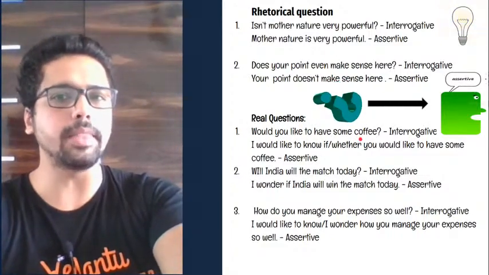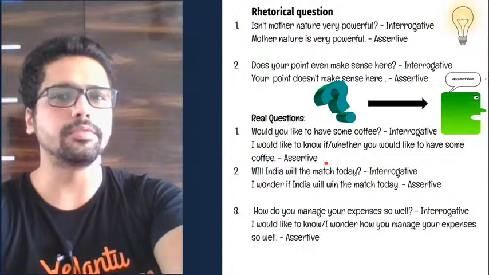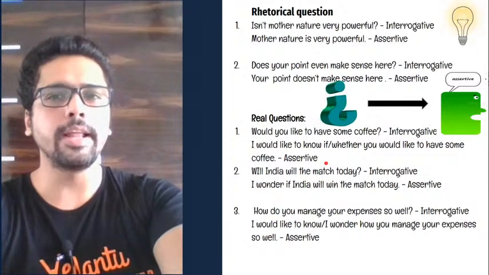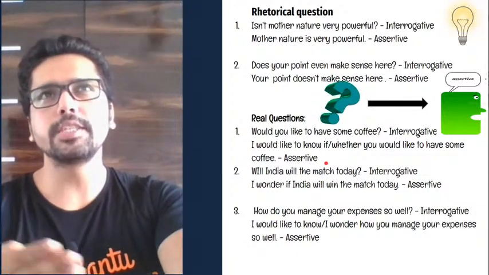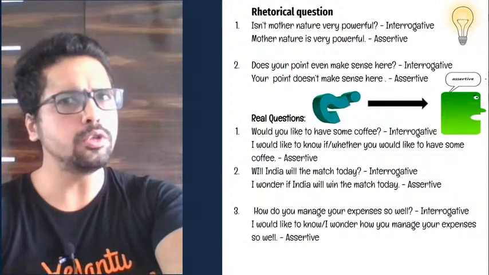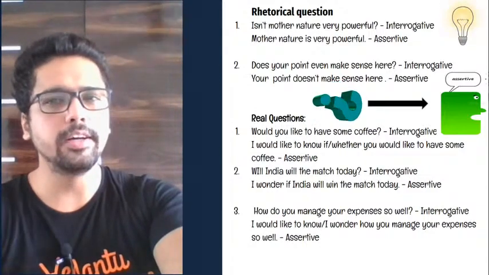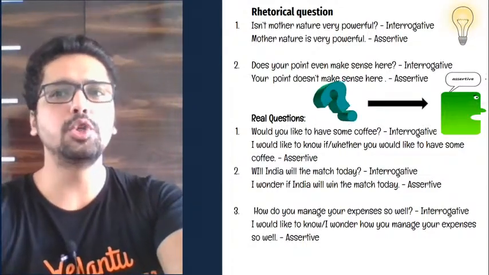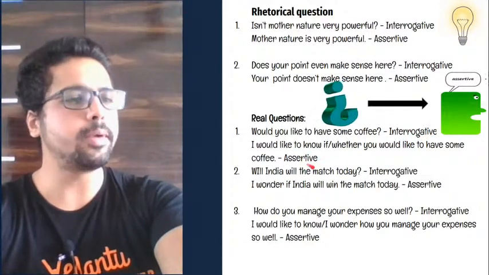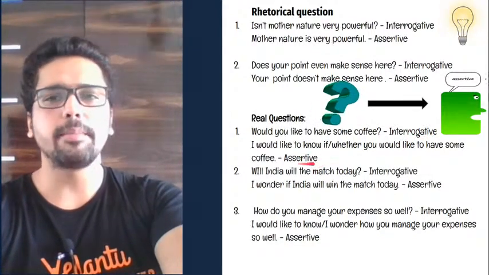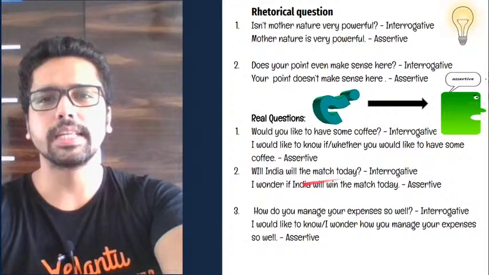We are asking the same thing in the form of assertive, that is, in the form of a sentence. So you say, I would like to know, or I want to know, or I wonder if or whether you would like to have some coffee. That becomes assertive, that means in the form of a sentence.